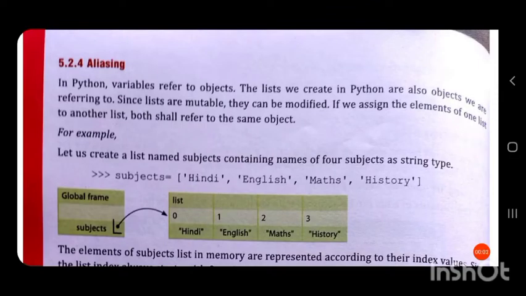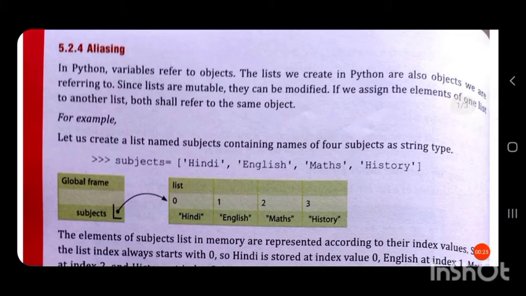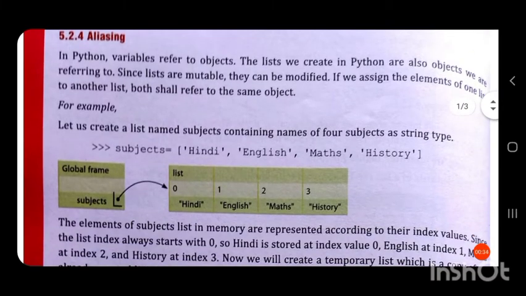Dear children, next topic in this chapter is aliasing. In Python, variables refer to objects. The lists we create in Python are also objects we are referring to. Since lists are mutable, they can be modified. If we assign the elements of one list to another list, both shall refer to the same object.